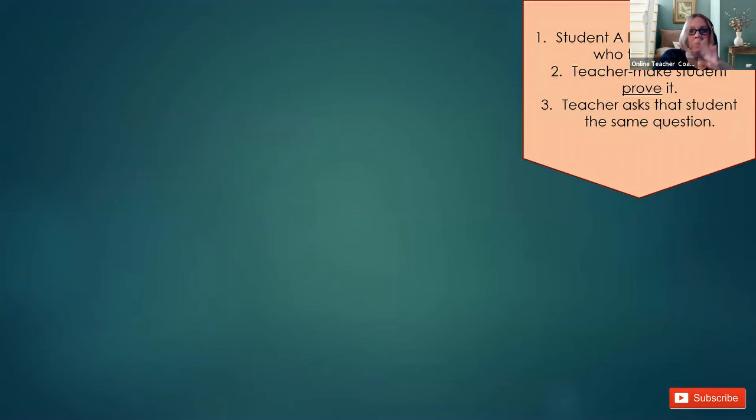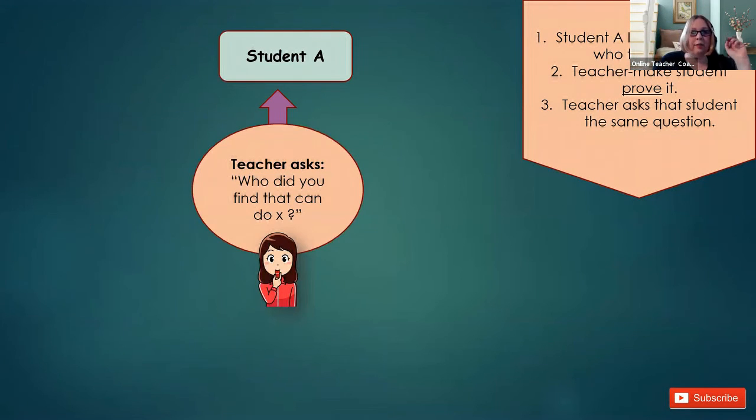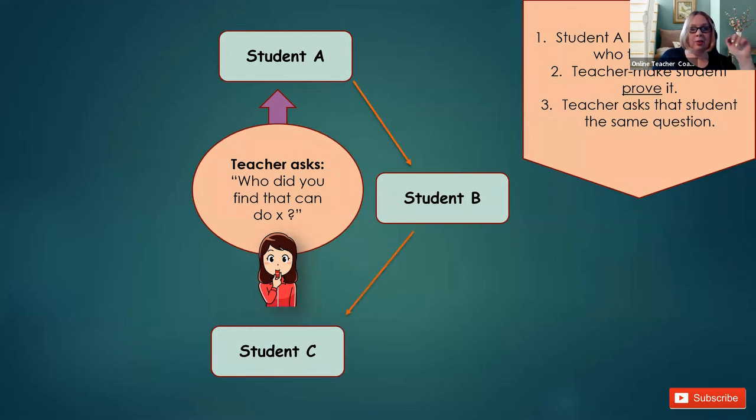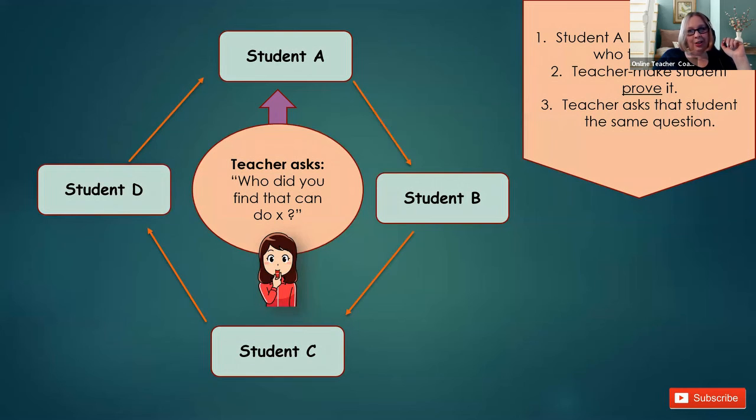So if we just kind of look at it from a sort of a graphic view, I have the teacher in the middle. He or she says, who did you find that can, and asks student A. Student A says, well, that was student B. Student B did it. Great. So the teacher says, student B, let's hear you say it. Prove you did. Student B proves it. Then the teacher says to student B, who did you find that could tell me 4 sports in Spanish? And so it continues on until you get to the end.